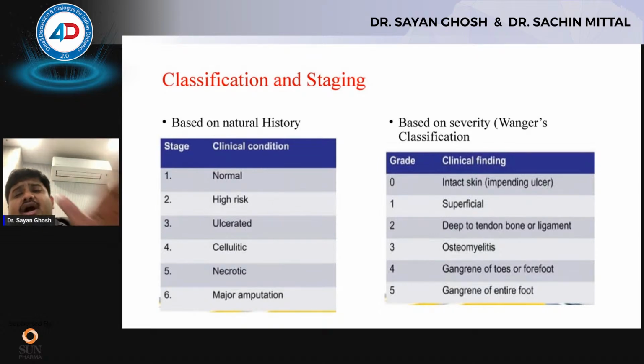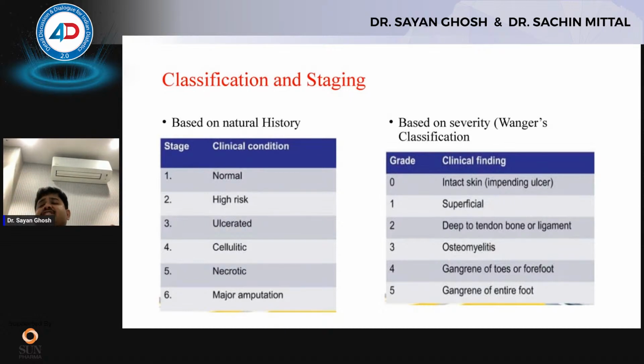That is stage 5, when the necrosis begins due to local tissue edema or tissue hypoperfusion, or there is existing peripheral arterial disease. Now stage 6 is when the patient is already amputated or is a candidate for amputation. So this is stage 6. This is based on the natural history, from milder to the severe category.